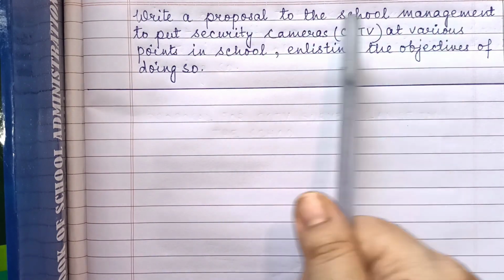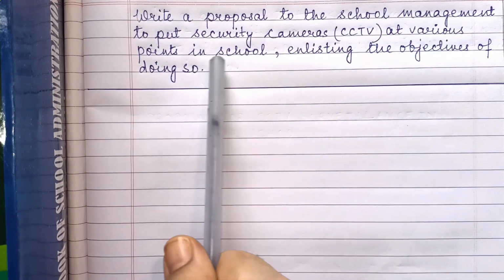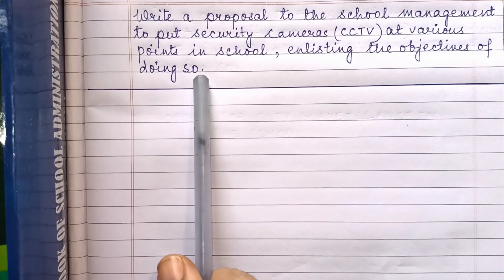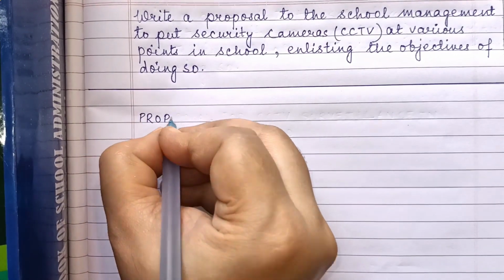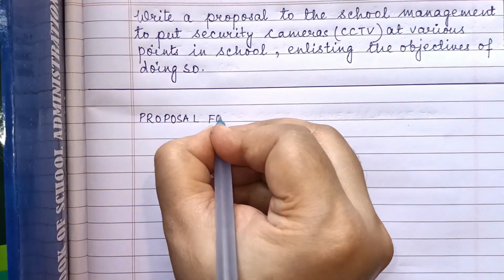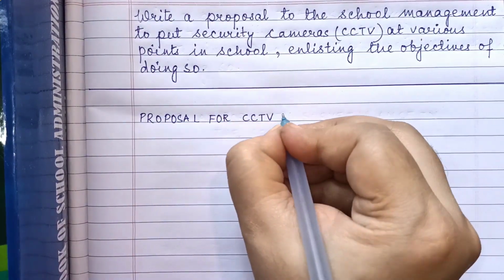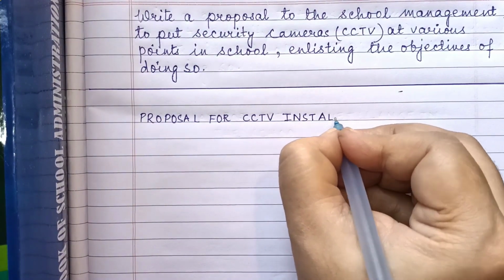Write a proposal to the school management to put security cameras at various points in school and listing the objectives of doing so. This is our question: installation of CCTV cameras in the school premises.